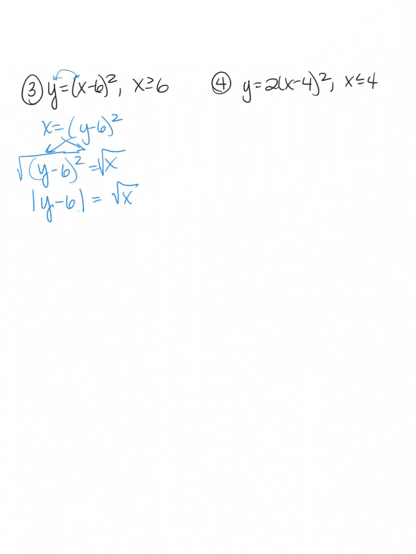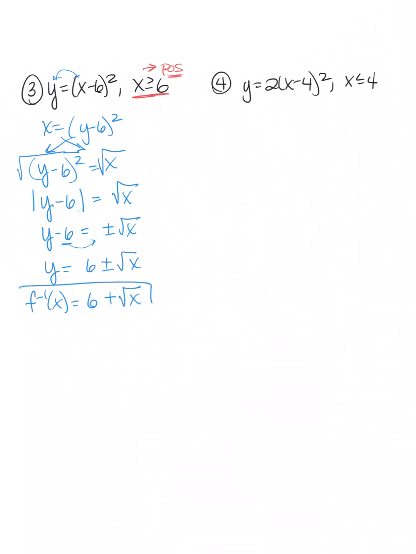Equals the square root of x. Now, to get rid of the absolute value bars, I have to do plus or minus the square root of x, right? Then I'm not finished. I need to isolate the y. I need to move the 6 over by adding 6 plus or minus the square root of x. Now I'm not finished. I need to apply the restriction. Again, it's pointing to the right. If it's pointing to the right, I want the positive version of this answer. So I'm going to do the inverse notation, and I'm going to do 6 plus, use the positive, square root of x. This is my inverse.